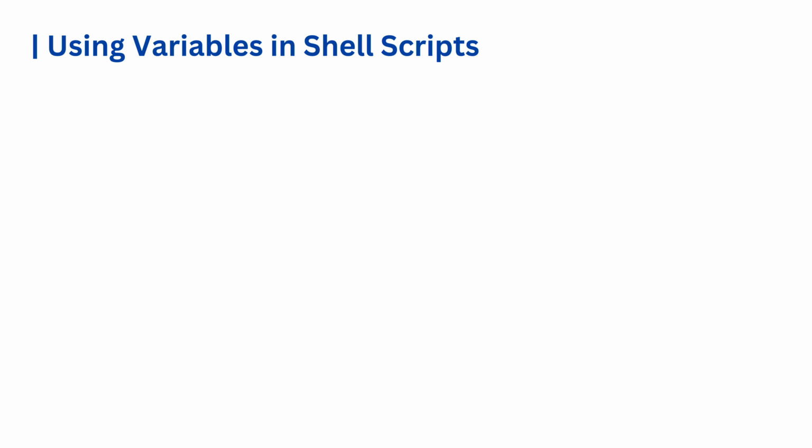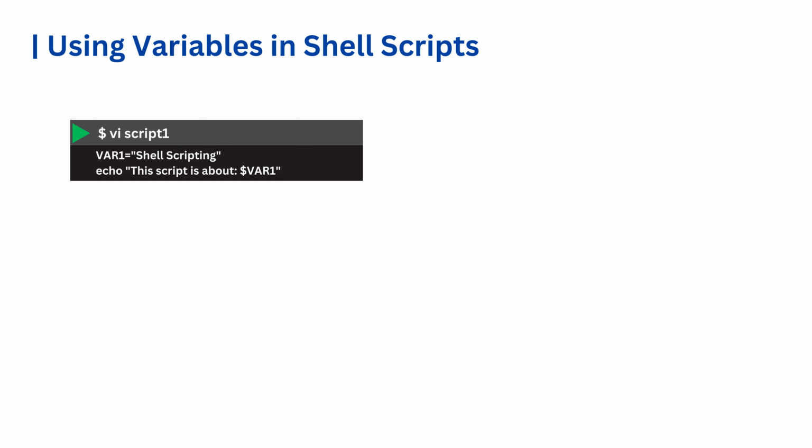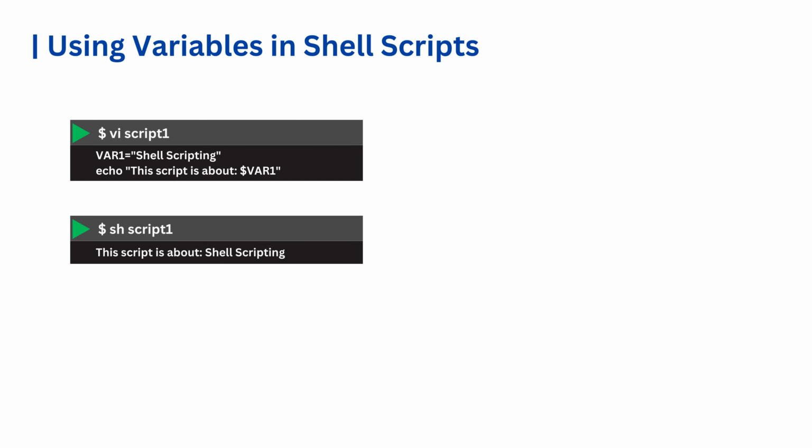Here's an example to demonstrate how a variable can be used in a shell script. Create a new script called script1. When you run the script, the output will be: this example assigns the text, shell scripting, to the variable var1 and then uses the echo command to print the value.